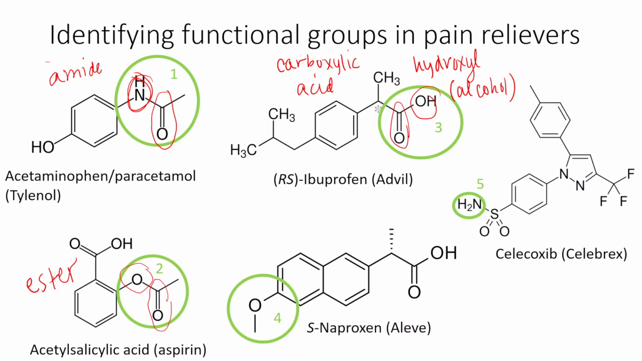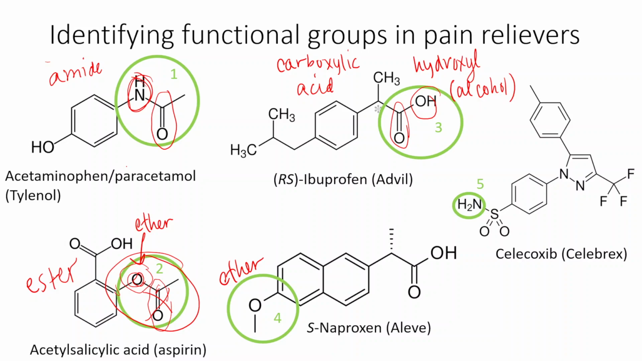Okay. Oh, and I forgot to ask, going back to our aspirin, so this whole thing is an ester. Just the oxygen bonded to 2 carbons. Does anyone know what that's called without the carbonyl there? Yeah, ether. Excellent. So that is an ether. Cool. Okay. So in Aleve, I circled an ether for you.